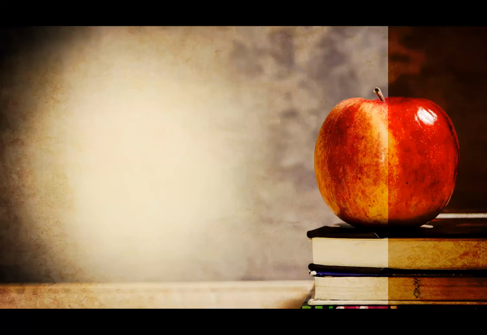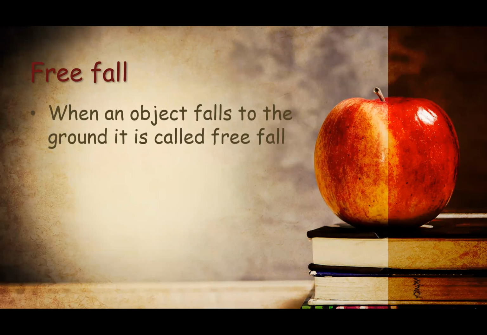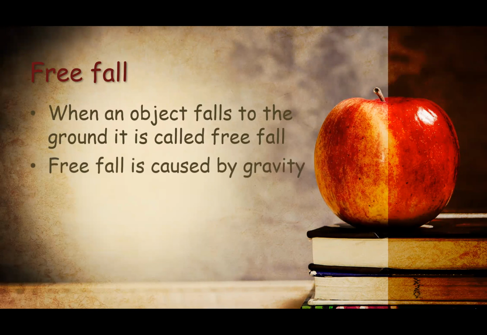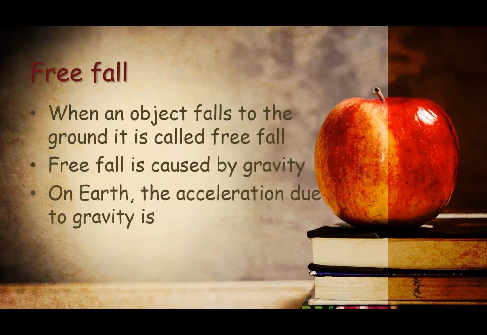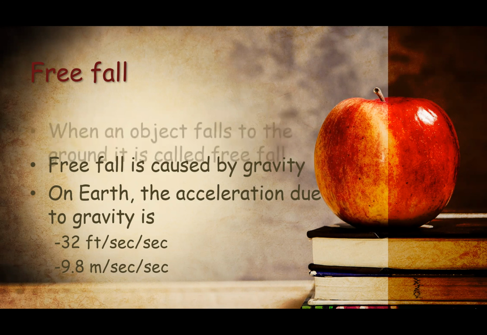Okay, so this is part 2. All right, so what about free fall? When we drop an object, it free falls to the ground. Gravity is the force that causes it. On Earth, the acceleration due to gravity can be written in metric or in English. In English, it's negative 32 feet per second squared. In metric, it's negative 9.8 meters per second squared.